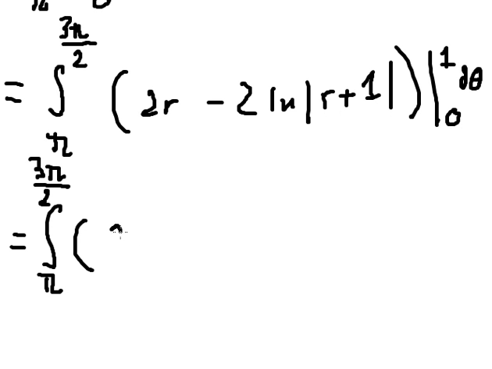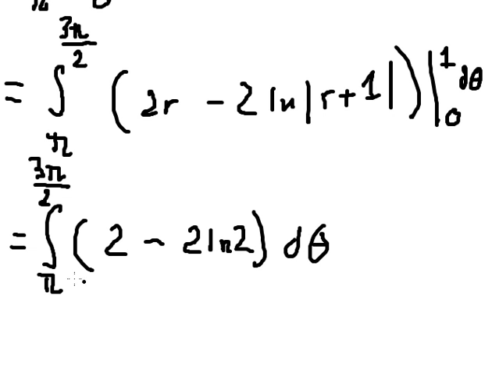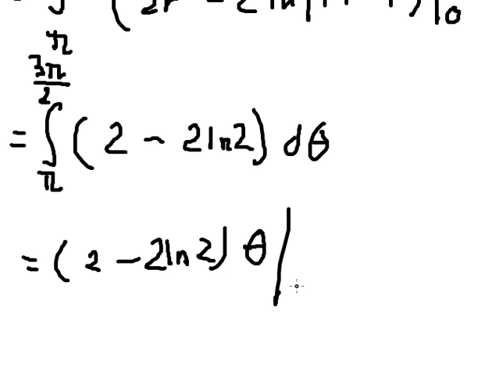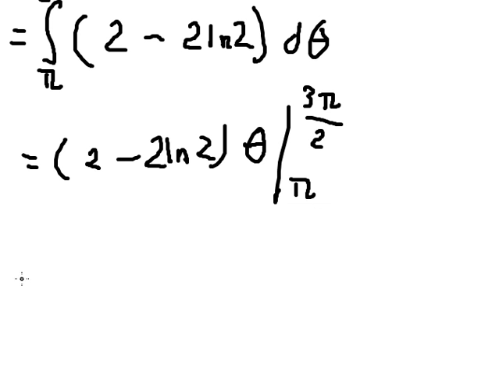So we have 2 minus 2 ln 2. And now we have d theta. So we have the final answer. So we have theta and we put the bounds from pi to 3 pi over 2. And now we have the final answer.